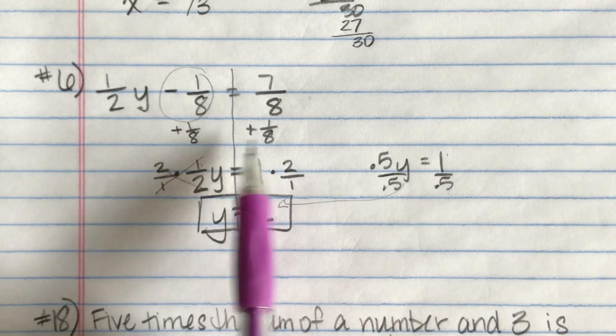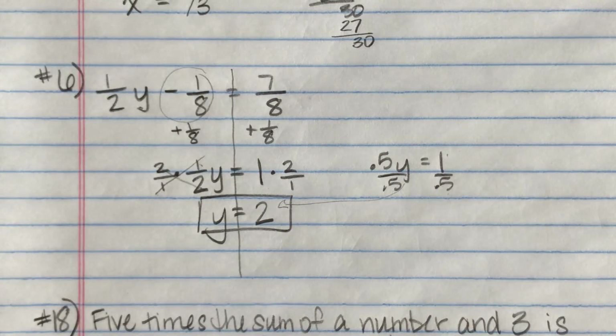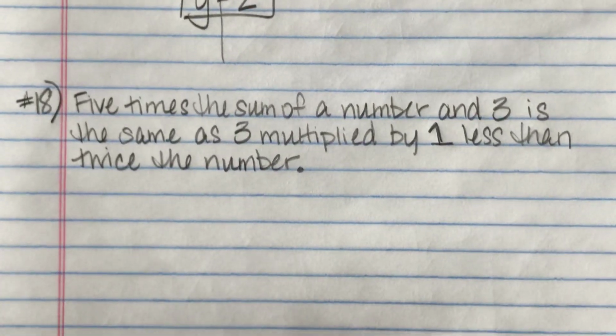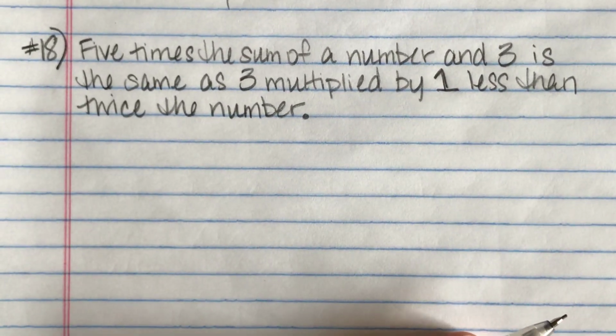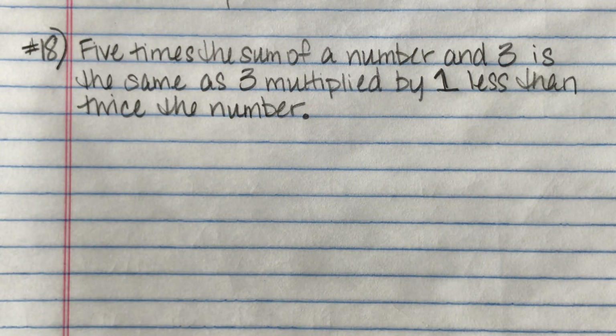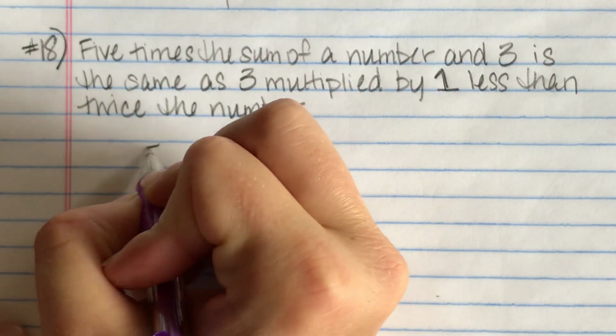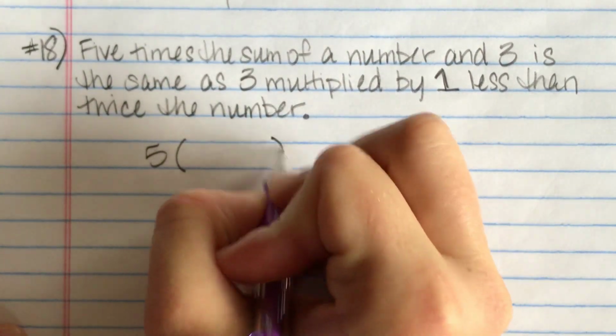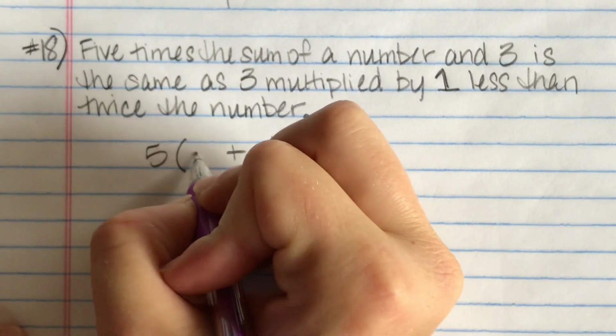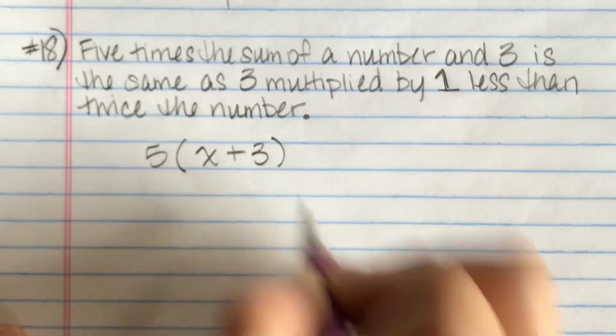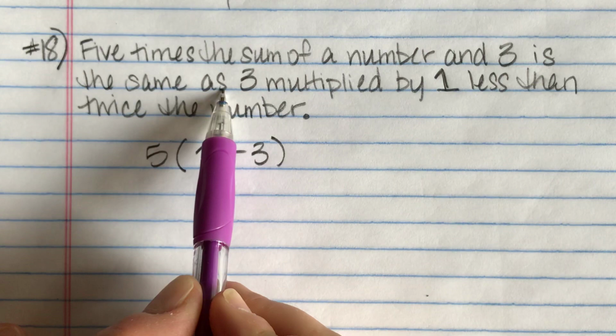It's not as hard a problem once you actually look at the numbers. The word problems tend to still be a weakness, so I'm going to work through one of those to help you out a little bit. 5 times the sum of a number and 3. I'm going to go ahead and just start writing this. 5 times the sum of a number and 3 is the same as.